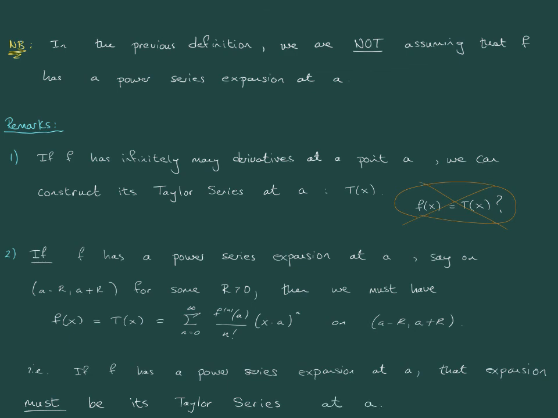Okay, so the subtlety is this. Having infinitely many derivatives allows us to construct Tx, but it gives us no guarantee that f of x will equal T of x on some open interval. In fact, at the end of the lecture, we will see an example where we can construct Tx, but there is actually no open interval where it will agree with f.